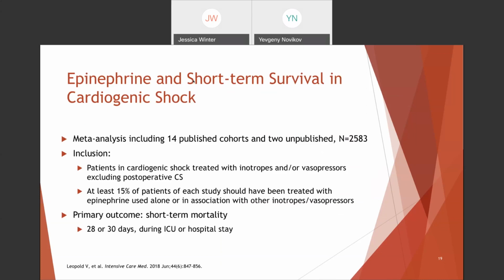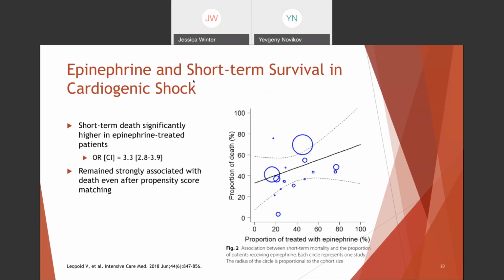They had been treated with inotropes and vasopressors, but they unfortunately excluded post-operative cardiac surgery patients. At least 15% of patients in each study had been treated with epinephrine, either as a solo agent or associated with other inotropes and vasopressors. They looked at mortality, both at 28 days and 30 days. And even when they propensity matched for baseline critical illness, they actually showed that epinephrine remained strongly associated with death.